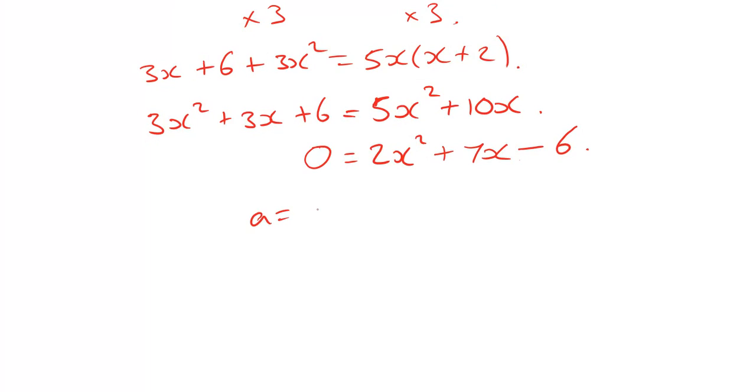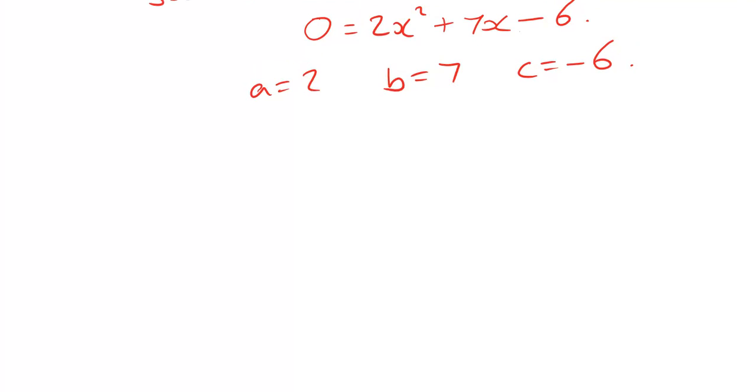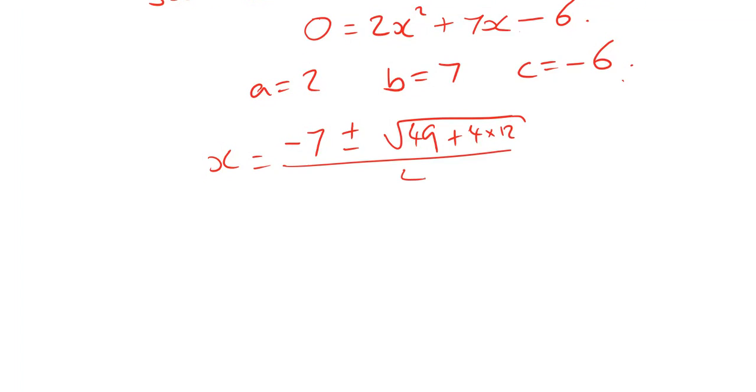So A is 2, B is 7, C is negative 6. I'm going to put those numbers in now. So my value of x, our solution, is going to be minus 7 plus or minus the square root of 49. Now I'm going to have a minus of a minus because c is negative, so already I'm going to write the plus sign in there. And it's 4 times a times c, which is 2 times 6, so it's going to be 4 times 12. We'll simplify in just a moment. All over 4.